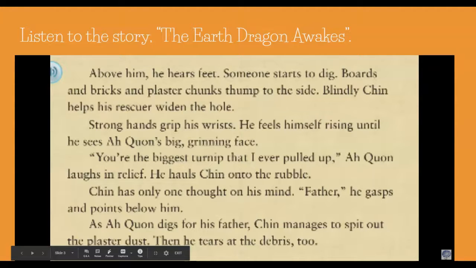Strong hands grip his wrists. He feels himself rising until he sees Ah Kwan's big grinning face. "You're the biggest turnip that I ever pulled up." Ah Kwan laughs in relief. He hauls Chen onto the rubble. Chen has only one thought on his mind. "Father," he gasps and points below him. As Ah Kwan digs for his father, Chen manages to spit out the plaster dust. Then he tears at the debris tube.